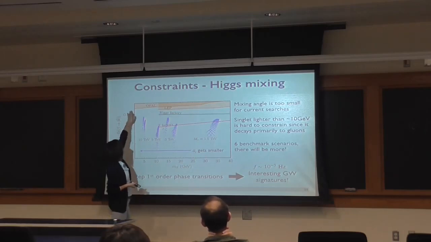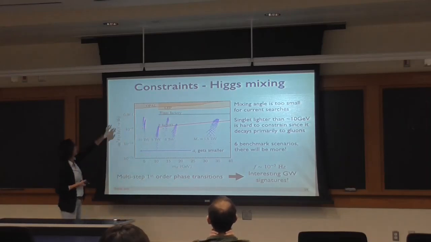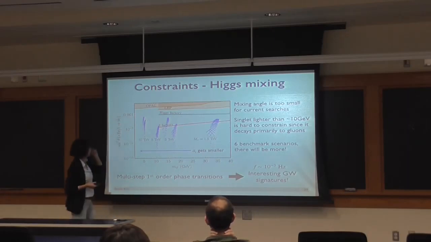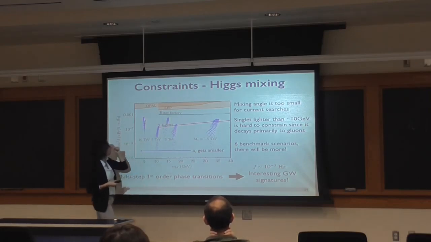There are limits from OPAL at LEP, which are final state independent. So this limit actually goes all the way down to small singlet masses. But there are also LEP limits which look at the b bbar final state, so they are cut off at 10 GeV.